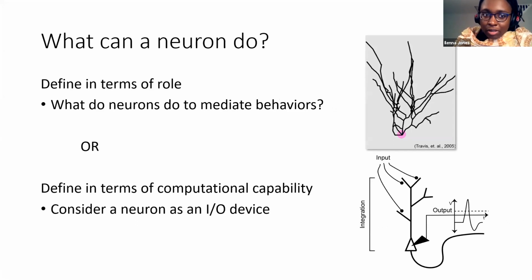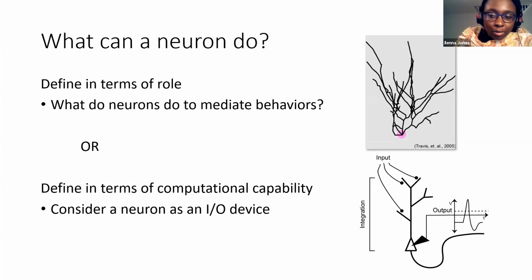Since the neuron doctrine, we've asked, what can a neuron do? Do is a rather vague term, but we can define it in terms of role. So what do neurons do to mediate behaviors? If you remove the neuron and the behavior stops, does that mean that neuron is a neuron of that behavior, and so on?